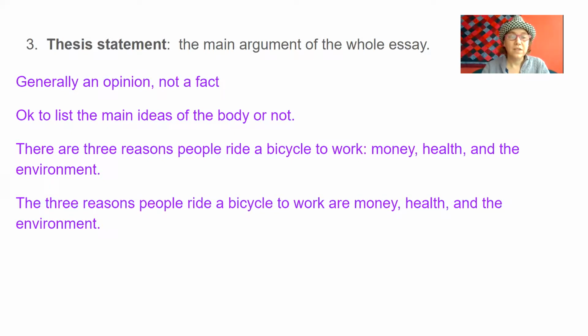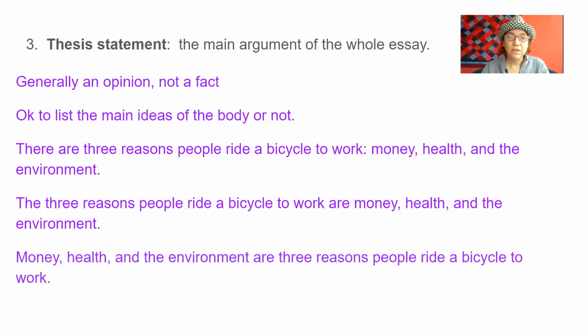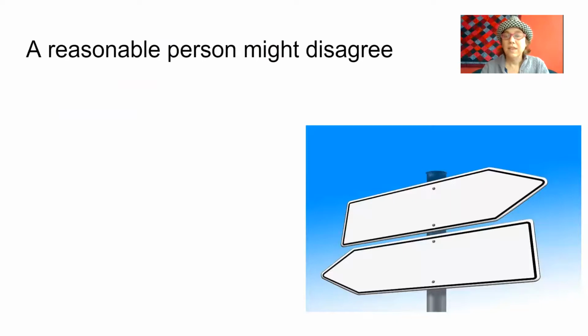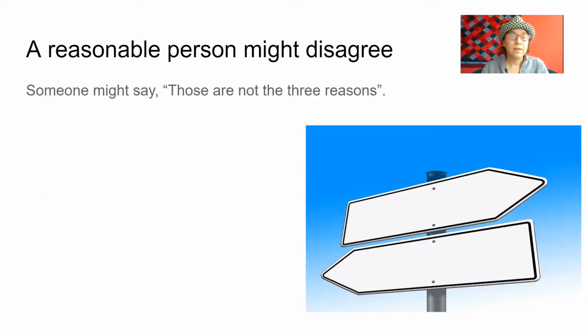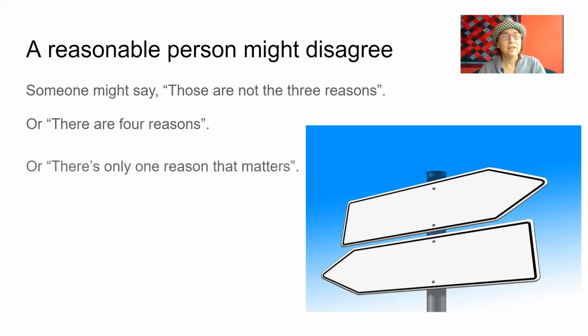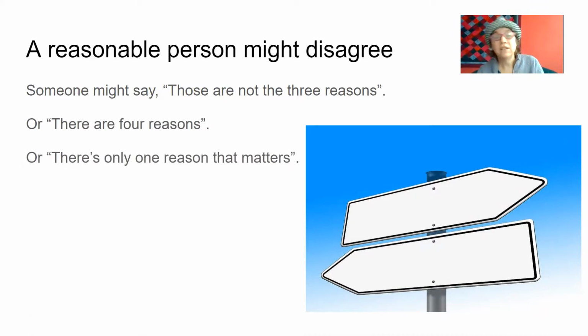Here's another way to do it. See how it's a tiny bit different? You could do it this way. They're all awesome. Thesis statement, a reasonable person might disagree. Those are not the 3 reasons you ride a bicycle. No, there are 4 reasons. There's only 1 reason that matters: money, environment.